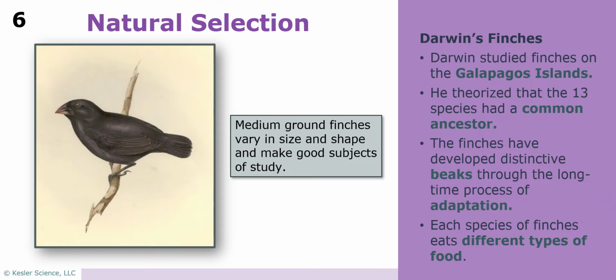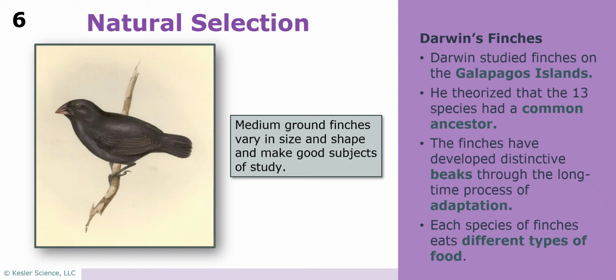So, what sort of evidence led Darwin to think that natural selection was a thing and evolution was occurring? Well, Darwin spent quite a bit of time in the Galapagos Islands, and he saw that there were these little birds called finches. He theorized that the 13 species had a common ancestor. The finches ended up developing these distinctive beaks through this really long process of adaptation, and each different species of finch eats a different kind of food.